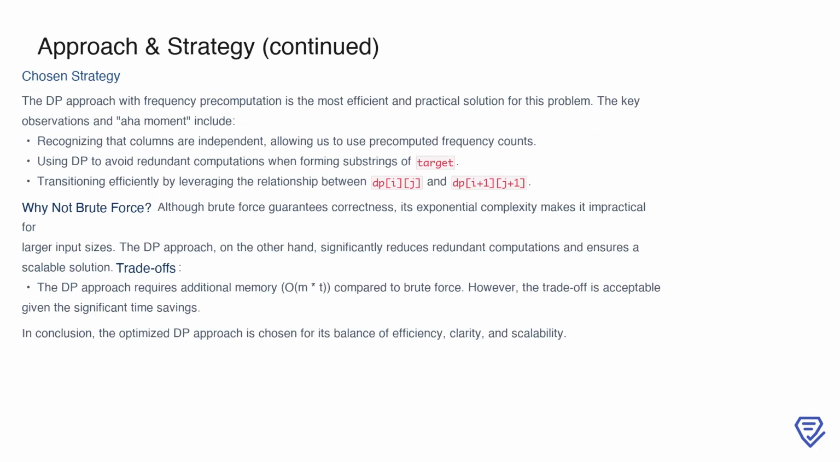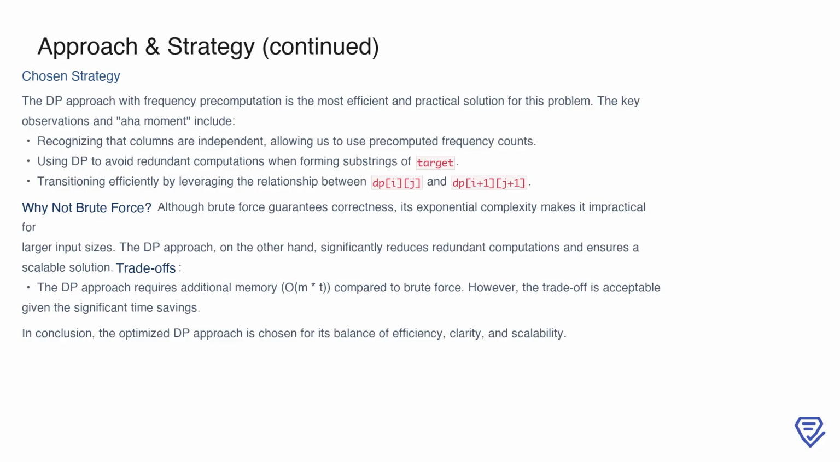Based on our analysis, the dynamic programming approach with frequency pre-computation is the most efficient and practical solution to this problem. The key insights that make this strategy work include recognizing that columns in the words array are independent, which allows us to pre-compute frequency counts for each character. This pre-computation, combined with the use of a dp table, prevents redundant calculations when forming substrings of the target. The efficient transition between states in the dp table, where dp[i][j] is derived from dp[i+1][j+1], ensures computational efficiency.